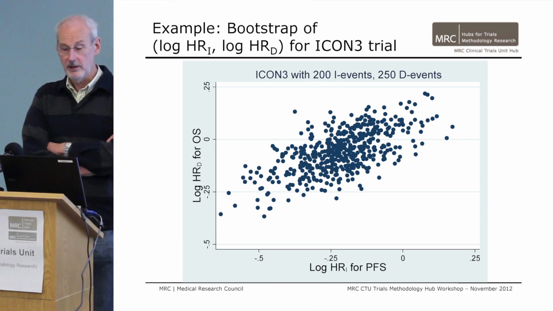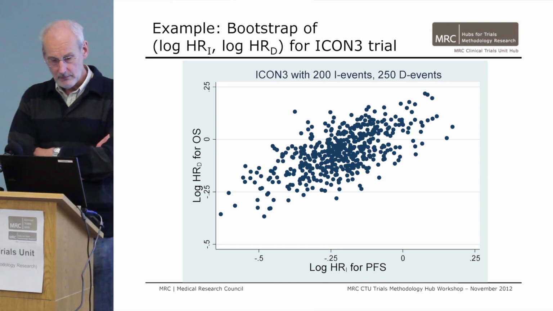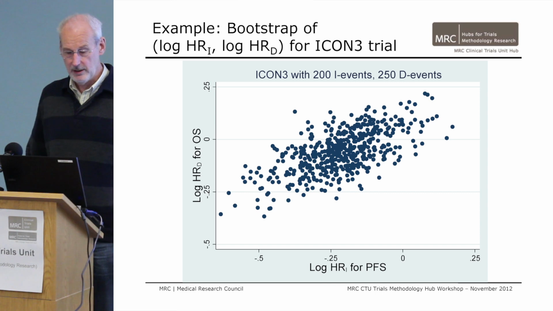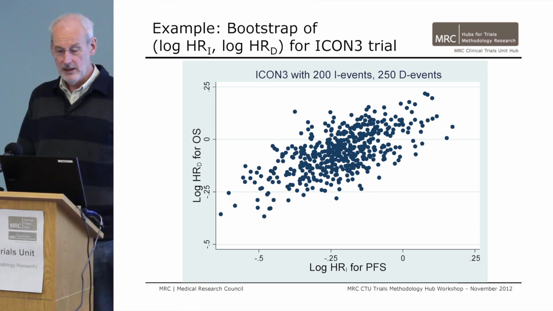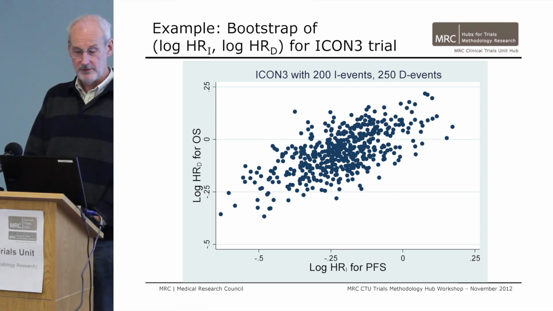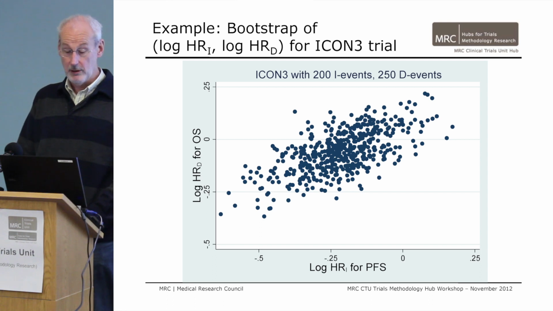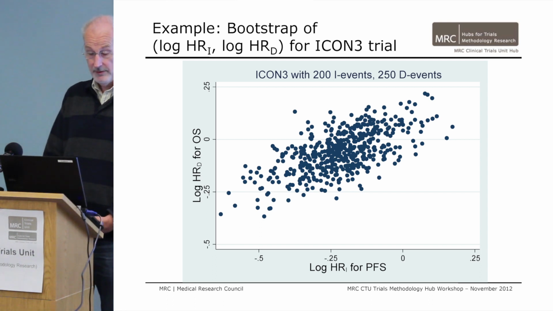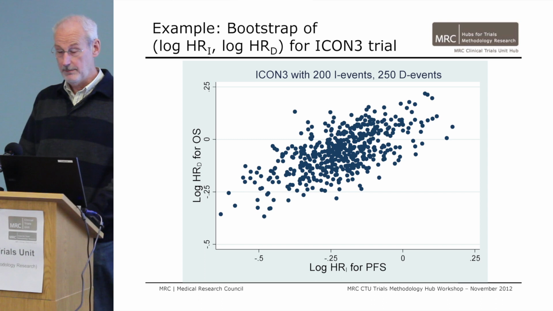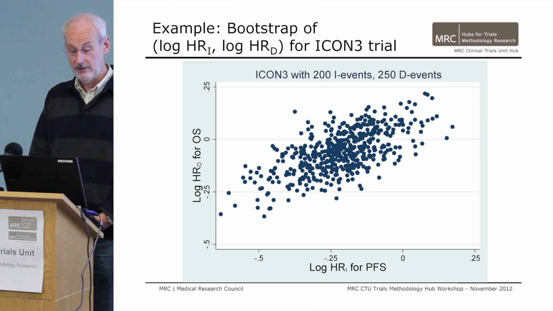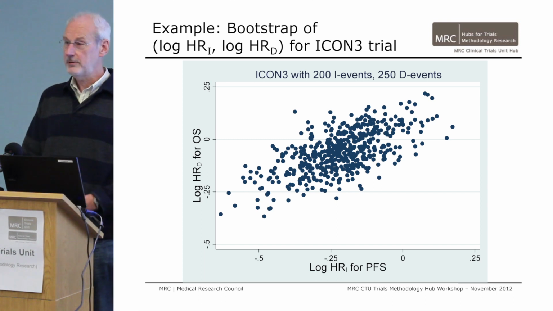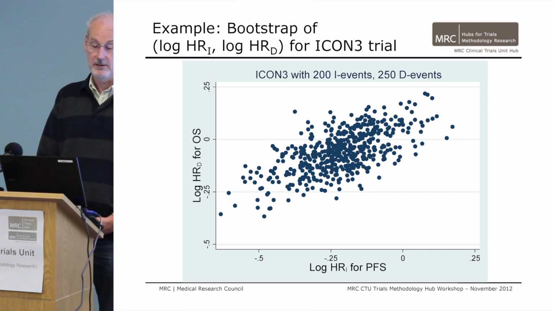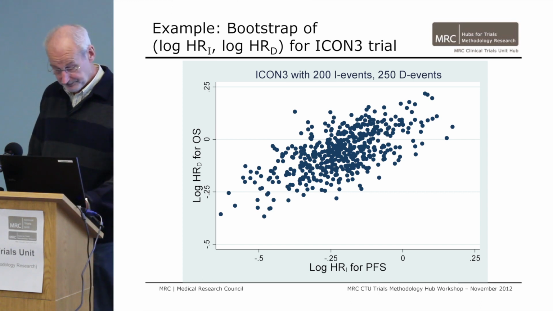Here's the example I mentioned, bootstrap analysis of the ICON 3 earlier trial in ovarian cancer. And here's an example showing the bootstrap distribution of the log hazard ratio for the overall survival on the y-axis versus the same thing for the intermediate outcome PFS on the x-axis. And you can see that there's a beautiful bivariate normal type elliptical scatter, and that really works quite surprisingly well.